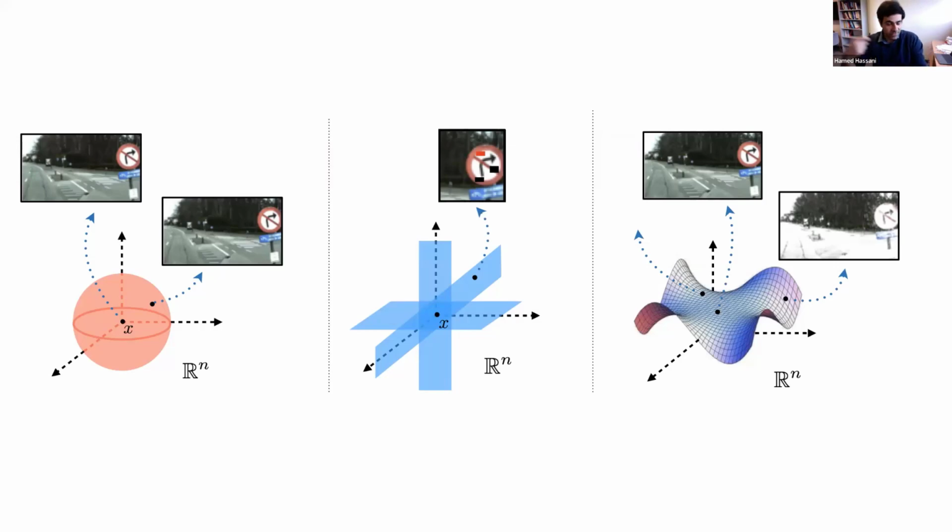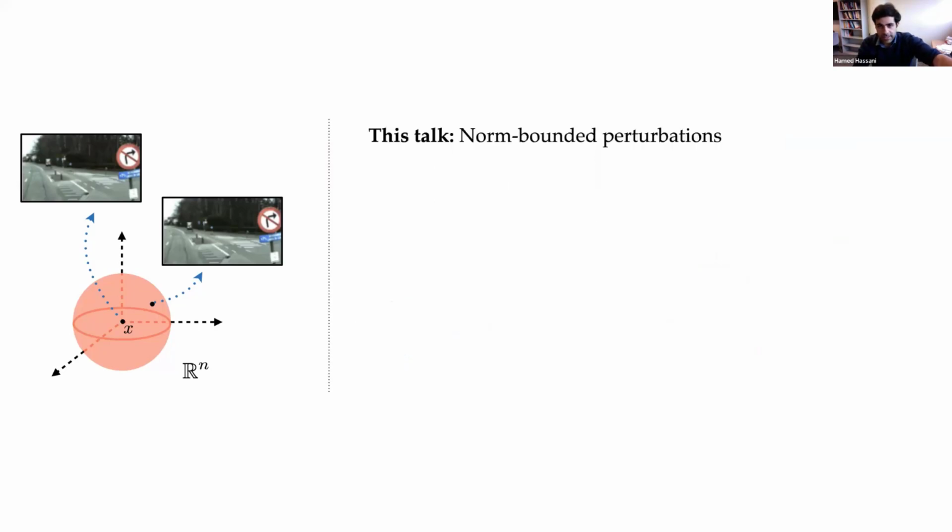And this toy example would basically guide us through other kinds of geometry, more complicated geometries. So also in this talk, I would consider norm-bounded perturbations, again, the simplest geometry. But again, like many other papers, the insights that we obtain from these norm-bounded perturbations are directly applicable to other types of geometries as well.